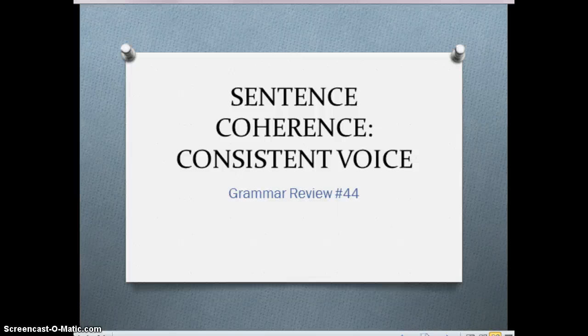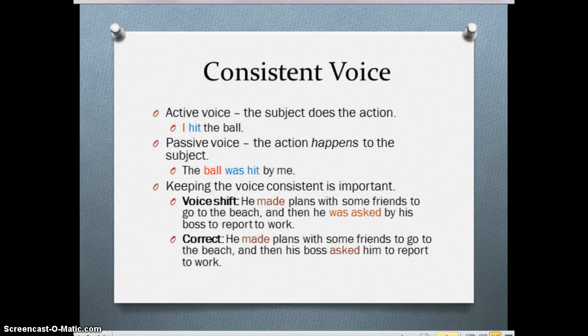When you're writing, there are two types of voices that you can have. There is the active voice and the passive voice. When you write, you always want to try to stay in the active voice. The active voice means that the subject does the action. For example, I hit the ball. The subject I is doing something, hit.